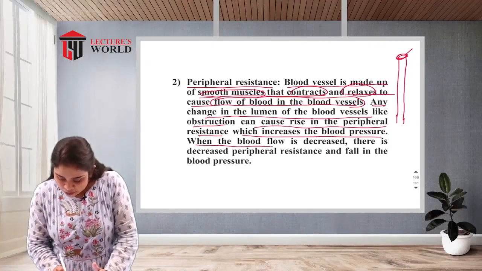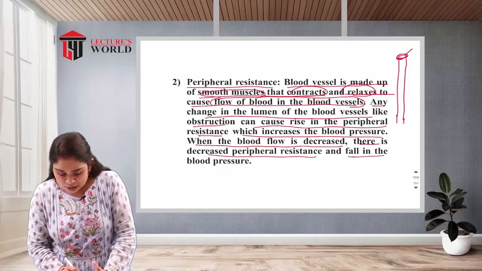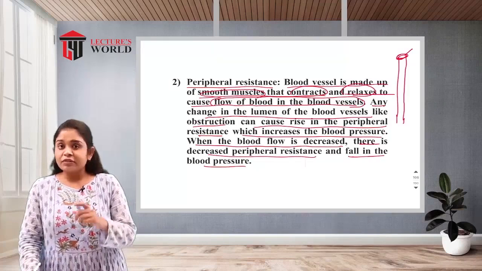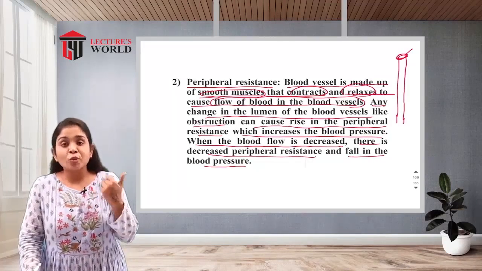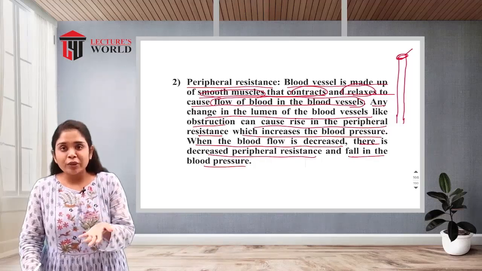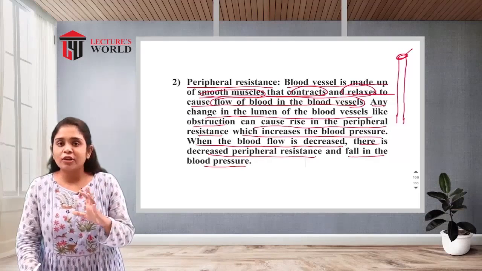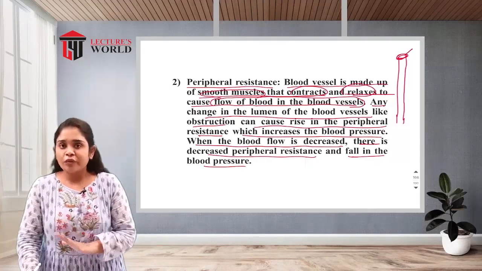When the blood flow is decreased, there is a decreased peripheral resistance and the blood pressure falls. If peripheral resistance is more, the blood pressure is also going to increase, but if peripheral resistance is less, then the blood pressure is also going to fall.